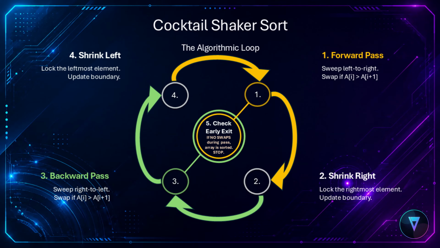Forward pass pushes large values right. That is the rabbit move. Backward pass pulls small values left. That is the turtle move. And tunnel vision means it only compares 2 neighboring values at a time. But wait, is cocktail shaker sort always much faster than bubble sort? Not always.